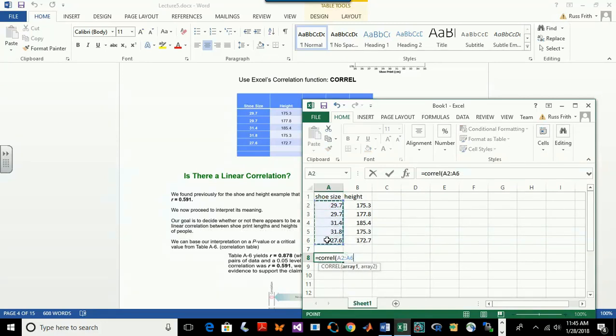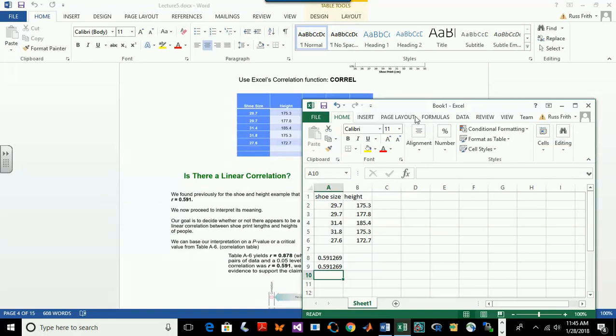Okay, so to calculate the correlation between shoe size and height, we use the Excel CORREL function. We plug in the first range and the second range, and we get 0.591. It's insensitive to the order of which array you plug in first. We can plug in the Y values first and then the X values, and we get the same result. It doesn't matter which order you put it in.